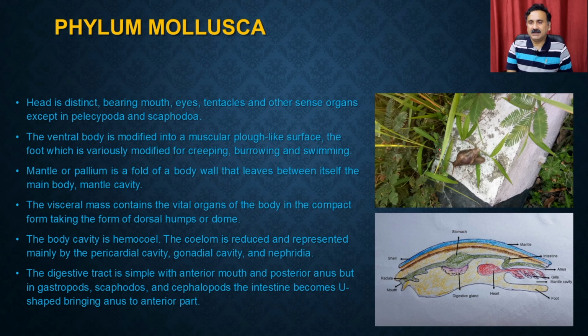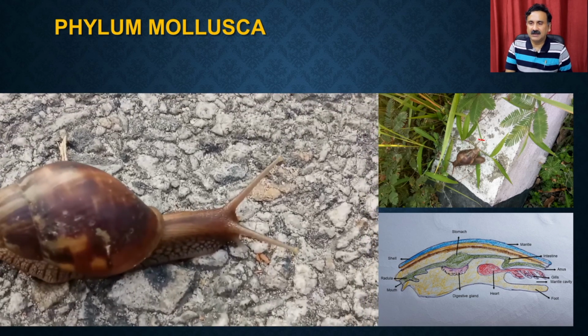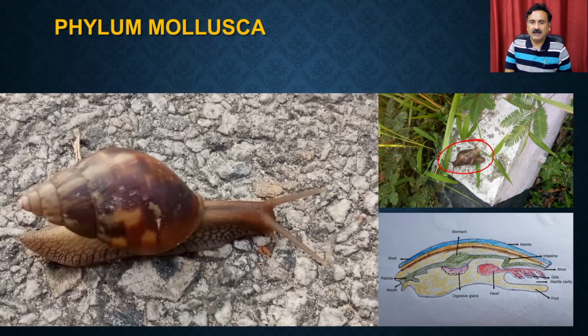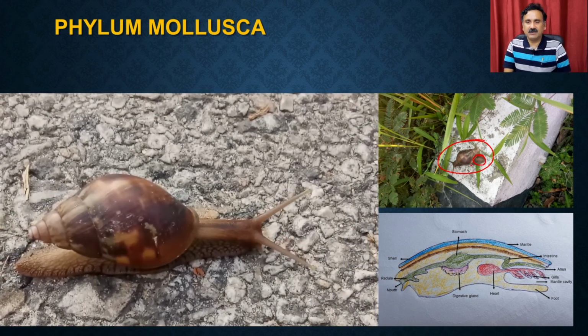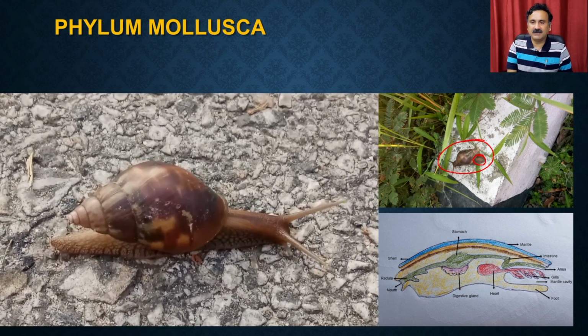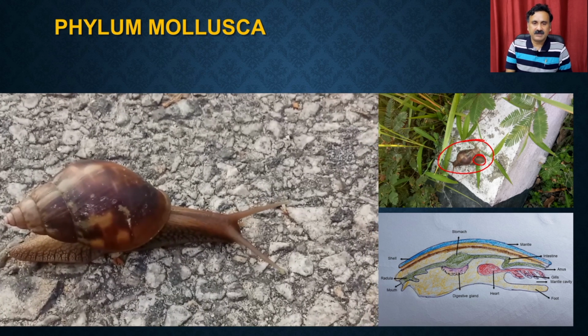Now what you see here is the head. The head is distinct, bearing the mouth, eyes, tentacles and other sense organs, except in Pelecypoda and Scaphopoda. The ventral body is modified into a muscular claw-like surface, the foot, which is variously modified for creeping, burrowing and crawling. What you see here is actually a unio, and it is using its foot. So this is a foot which it uses for crawling. This is the claw-like surface on which it slides, right?